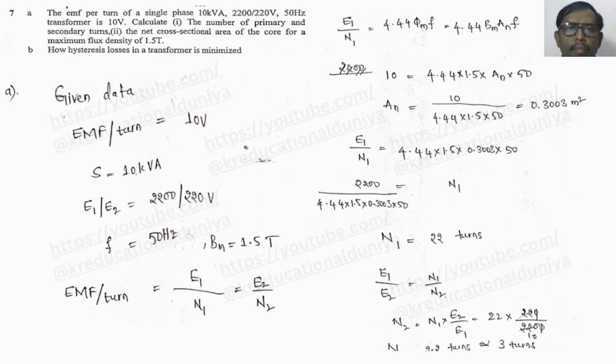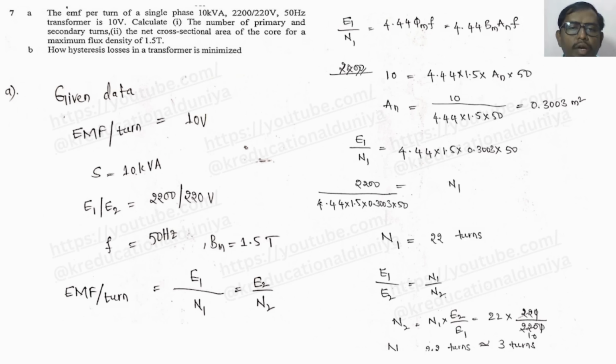Calculate number of primary and secondary turns. They are asking N1 value, N2 value, and net cross sectional area of the core, that is area value, and they have given maximum flux density. They have given Bm, maximum flux density 1.5 Tesla or Webers per meter square. So here if you observe, EMF per turn, for one turn they have given the voltage of 10.